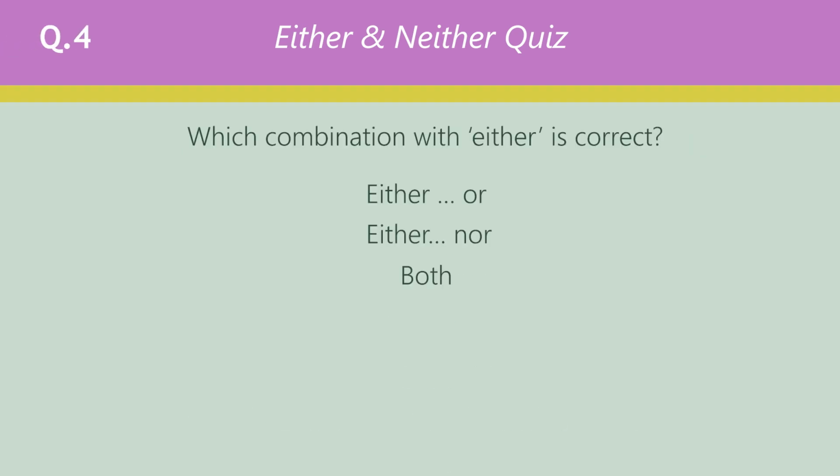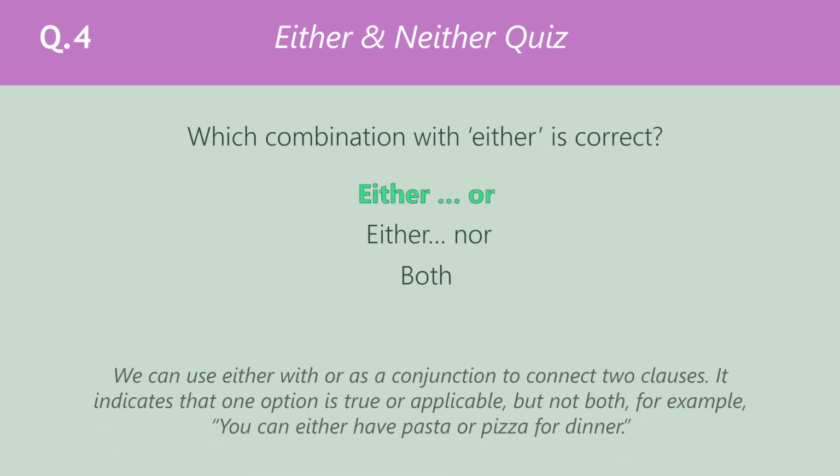Question 4. Which combination with either is correct? We can use either with or as a conjunction to connect two clauses. It indicates that one option is true or applicable, but not both. For example, you can either have pasta or pizza for dinner.